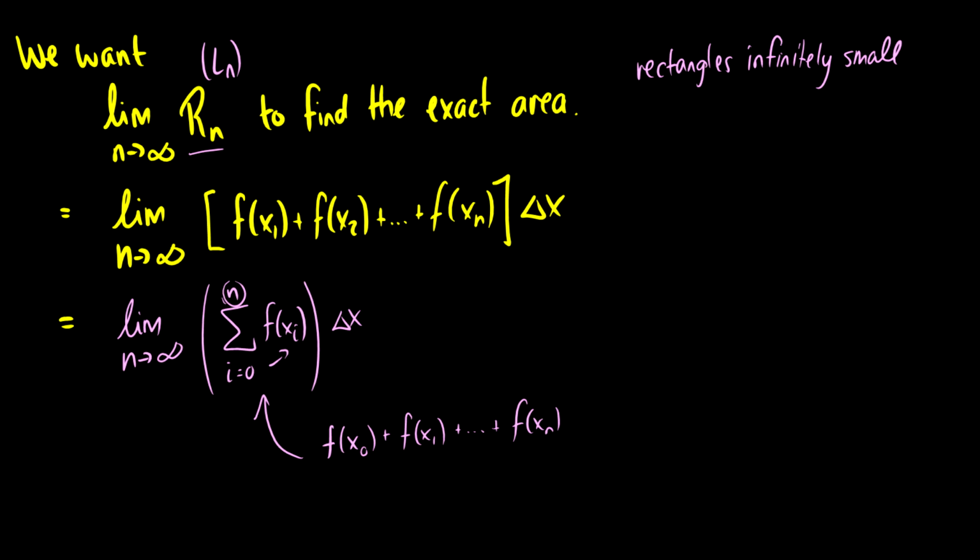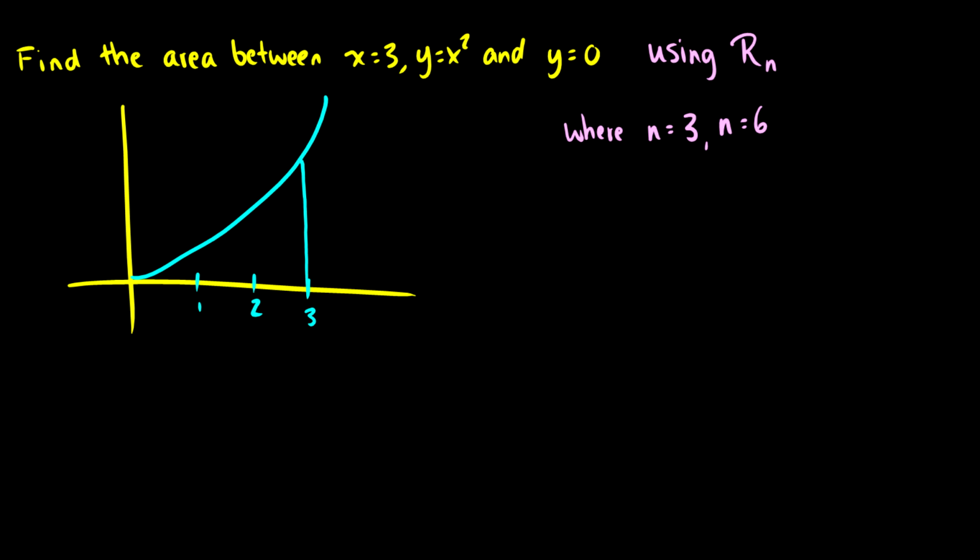So that was a lot of theory, but let's put it to use. Let's find the area under this parabola using right-hand endpoints where n is equal to 3 and then when n is equal to 6. We won't take the limit as n goes to infinity mathematically this time because I need to introduce another concept next video, but we're going to see how the approximation gets a little bit better.